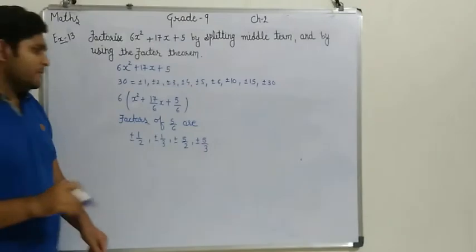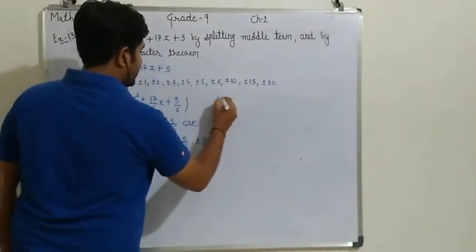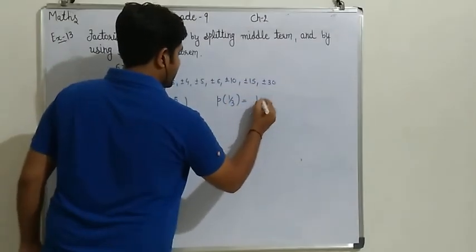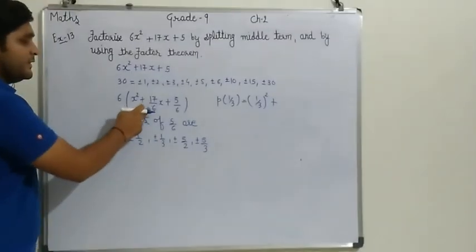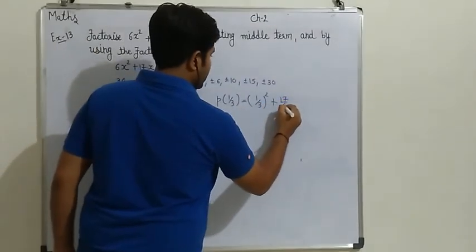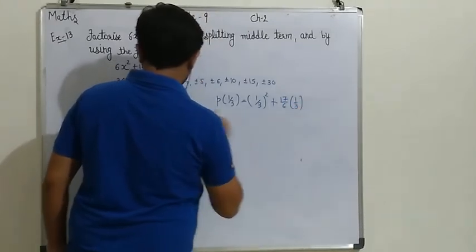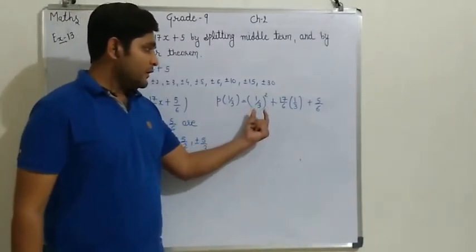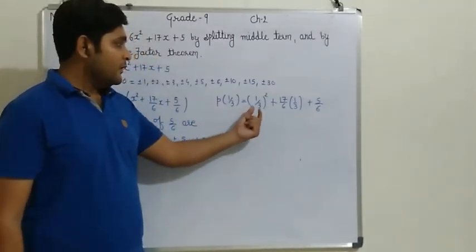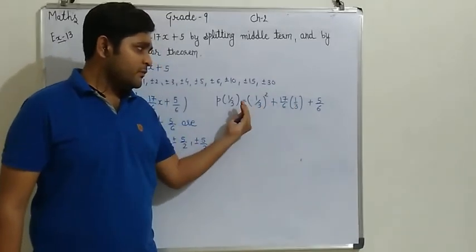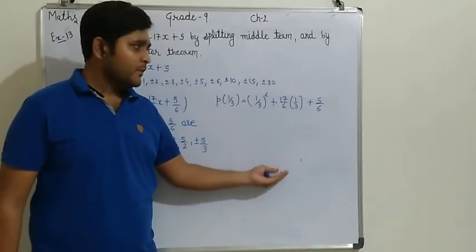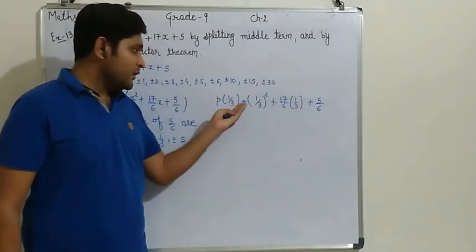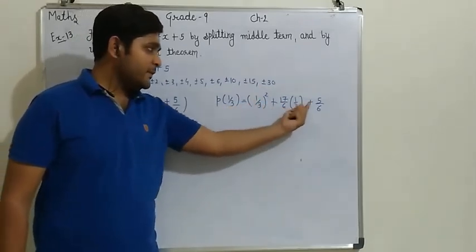So friends, 1 by 3. So P of 1 by 3: x square, so 1 by 3 square, 17 by 6x, 6 times 1 by 3, plus 5 by 6. Okay. So simply friends, we know that all are plus. If you add all things, the answer is never 0. So do not waste your time to simplify this, because plus is there, no one is minus.